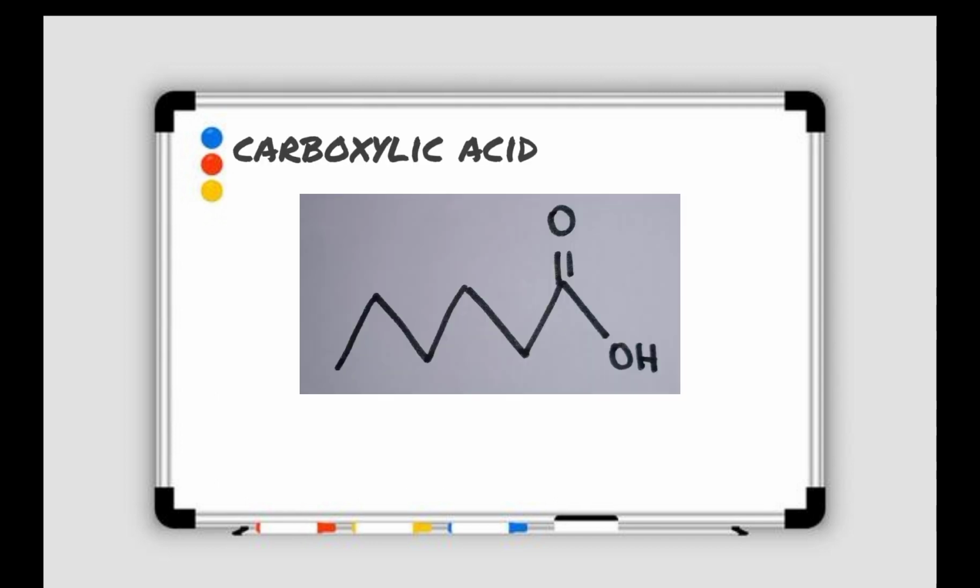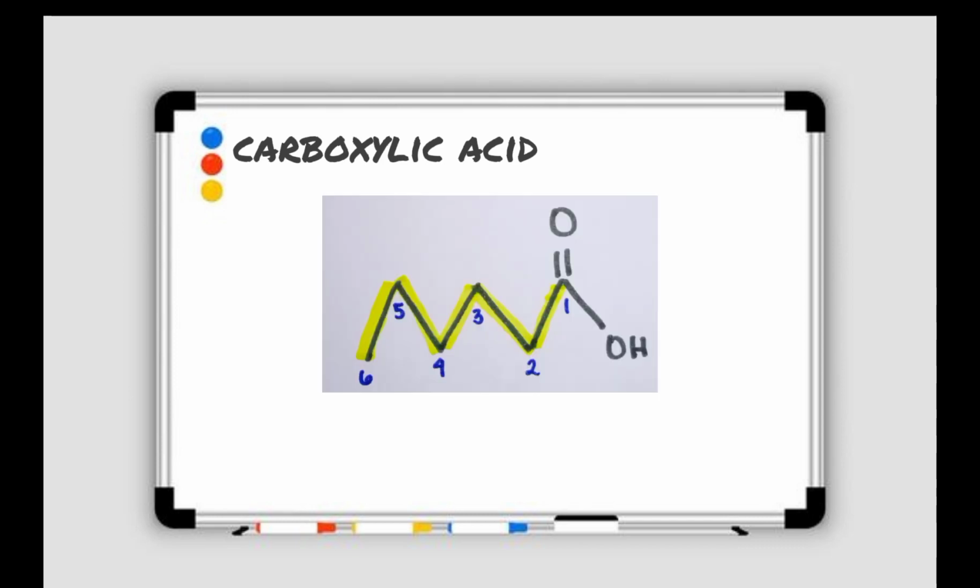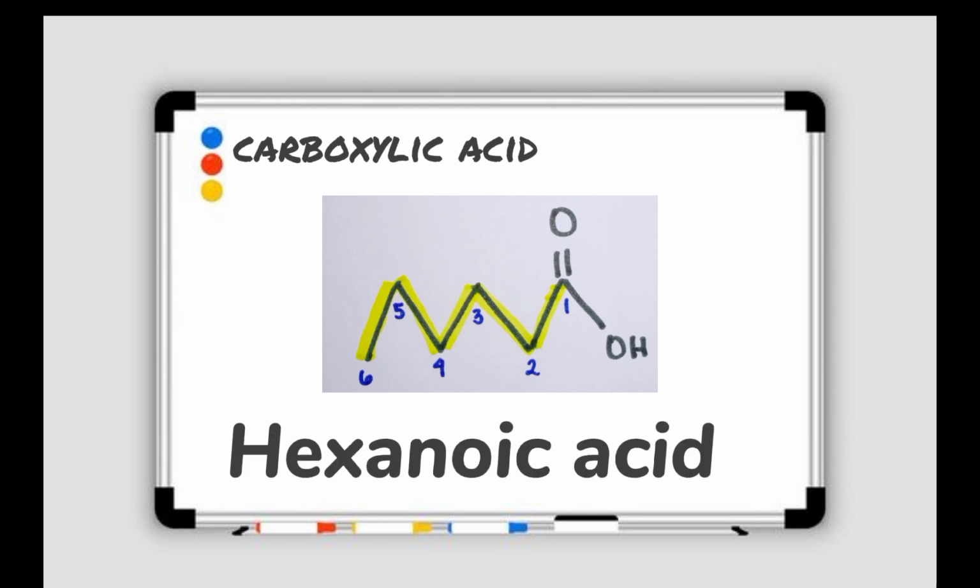Now, let's try to name a carboxylic acid structure. First, identify the parent chain. Number the parent chain starting with the carbon of the carboxylic group. The parent chain has 6 carbon atoms, which is associated with the name hexane, but instead of naming it hexane, the suffix "-e" will be replaced with "-oic" followed by the word acid. So, we are going to name it hexanoic acid.